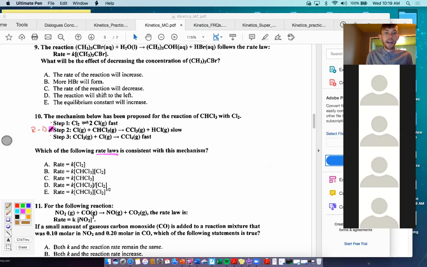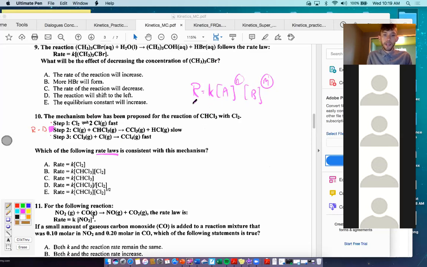When you have the rate determining step, remember that the general form of a rate law is like this. This is the differential form of the rate law, right? So remember that these exponents need to be determined experimentally. Well, that is not the case if you have the mechanism and you know the slow rate determining step. These exponents actually end up matching the stoichiometry of the rate determining step.